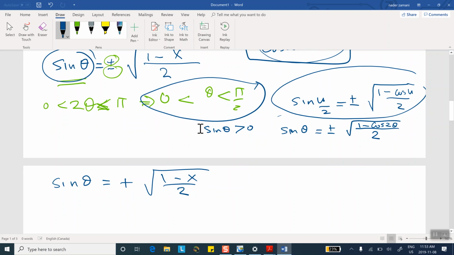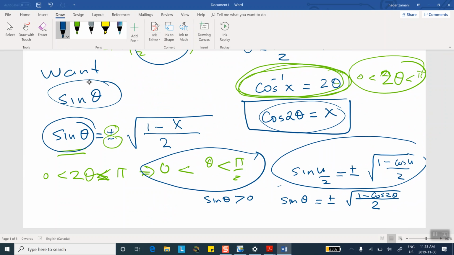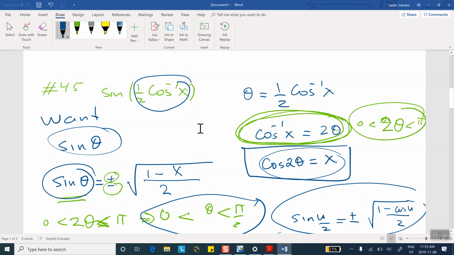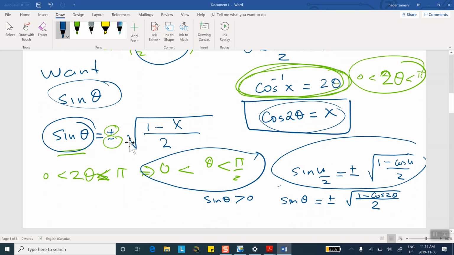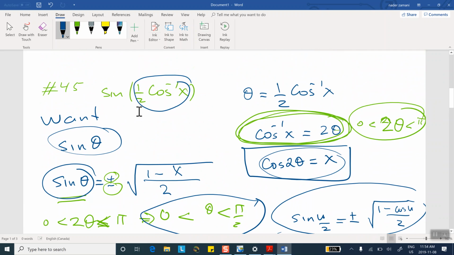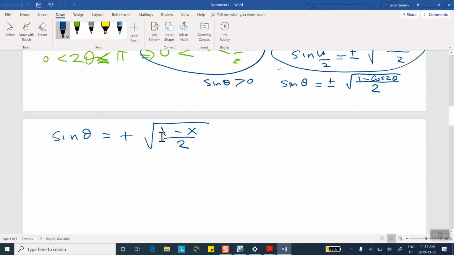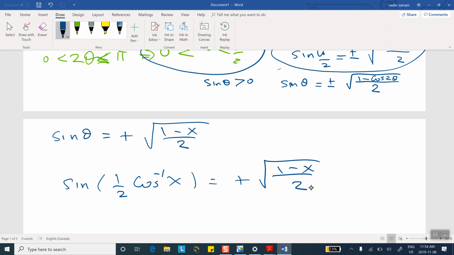Okay, now let's do the other one, which is finding cosine of theta, right? No, that's all we wanted. That's all we wanted. That's right. This is it. That's the end of the road. So let me write it here. We have shown that sine of 1/2 cos inverse of x equal to plus square root of 1 minus x over 2. Now I'm going to stop this and do a few more problems that are left in the fourth video segment.